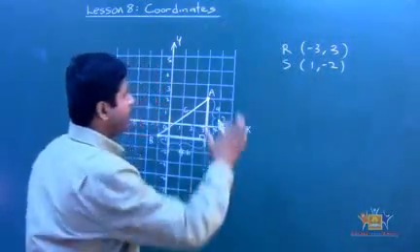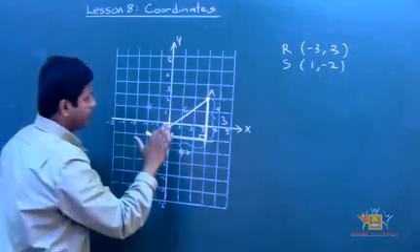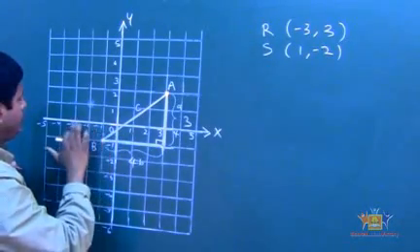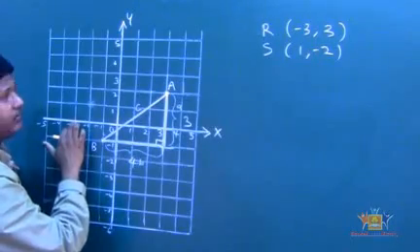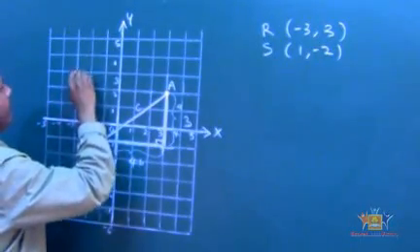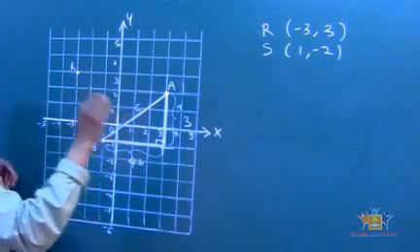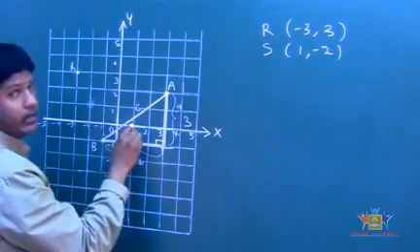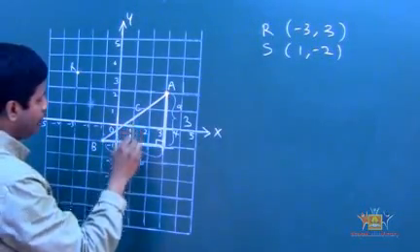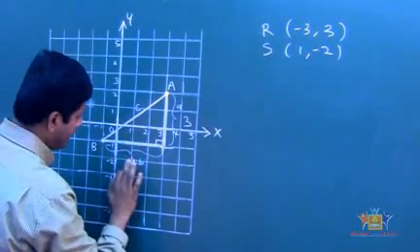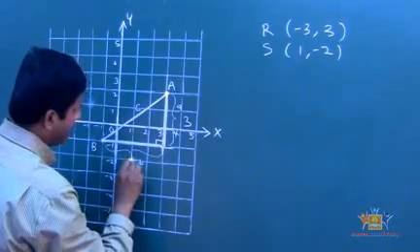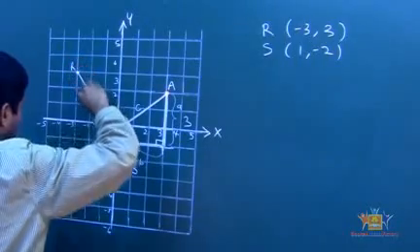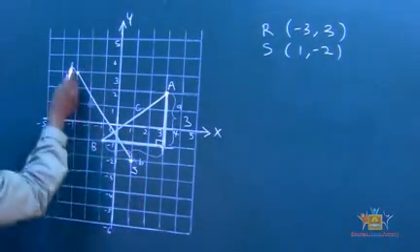So let's plot R. R is (-3, 3). Now always look for the reference point, which is the origin. -3 means left by 3: 1, 2, 3, and up by 3, because Y is +3. That's the point right there, and that's going to be your R. And S is (1, -2), which is right by 1 and down by 2. So 1, 2 is right there, and that's going to be the S. So we want to find the distance from R to S. That's the distance we want to find.